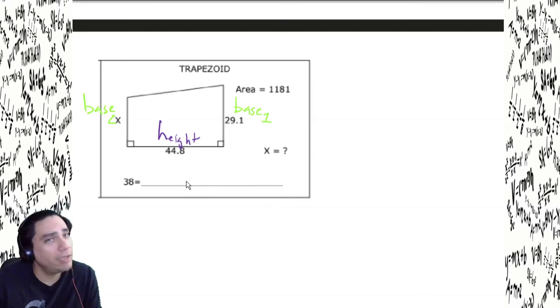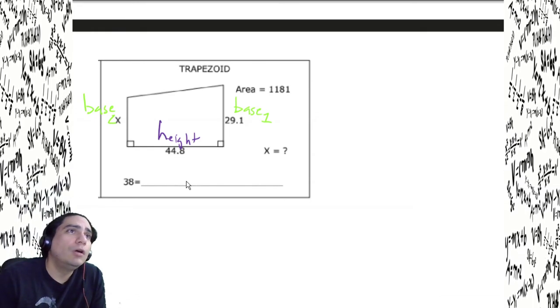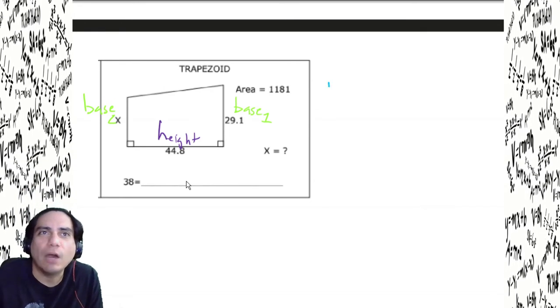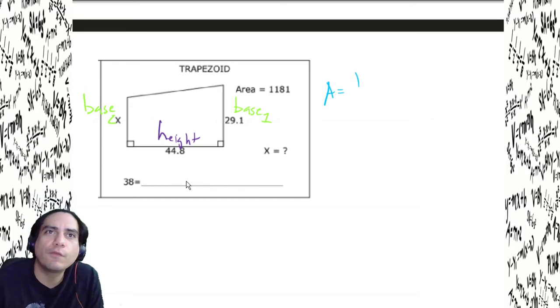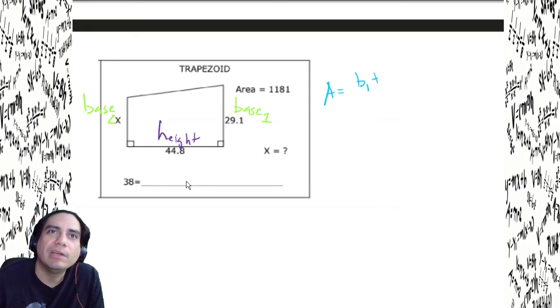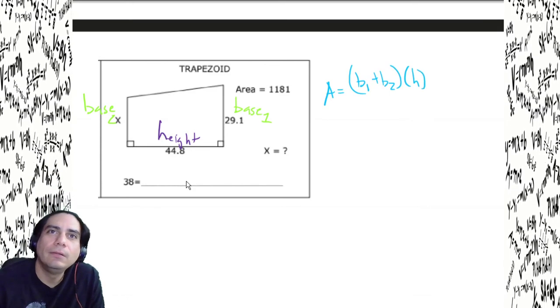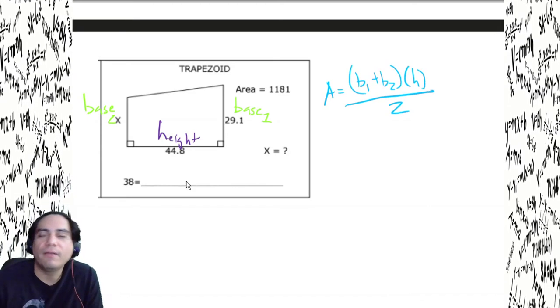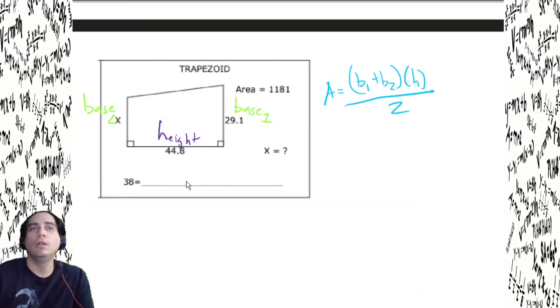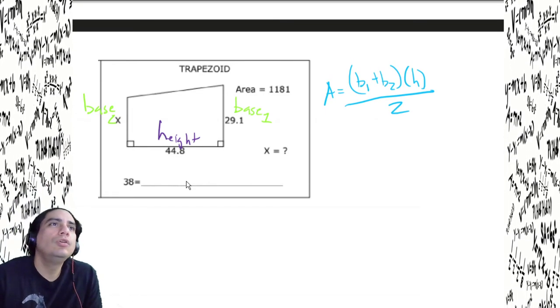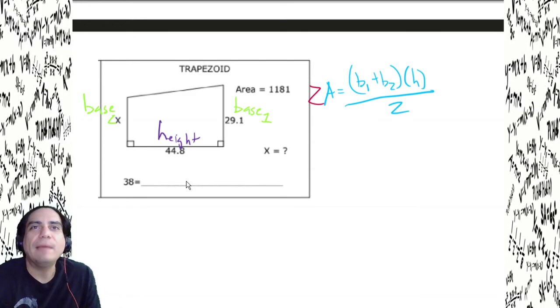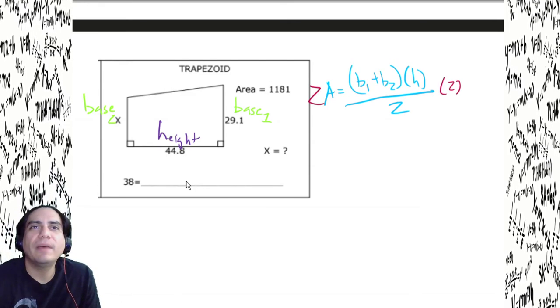The more math we know, the easier this is. So let's check it out. We're going to have our area formula, our initial formula: base 1 plus base 2, multiplied by the height, cut in half. That's the formula thus far. So the first thing we're going to undo is times 2 on both sides. What happens to my 2s?